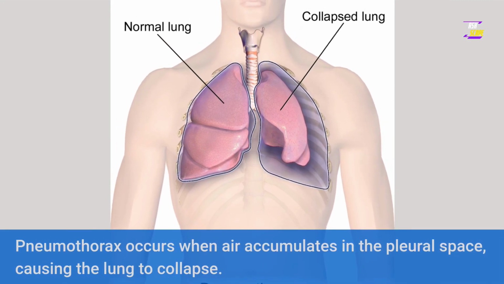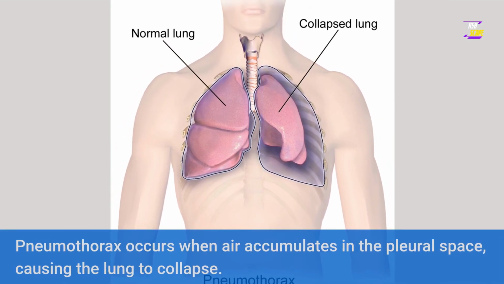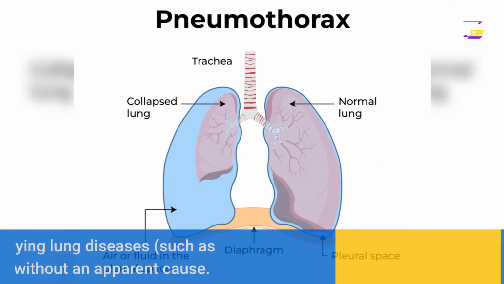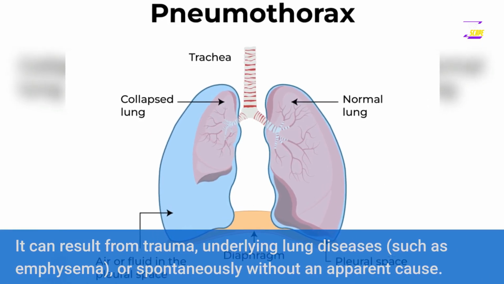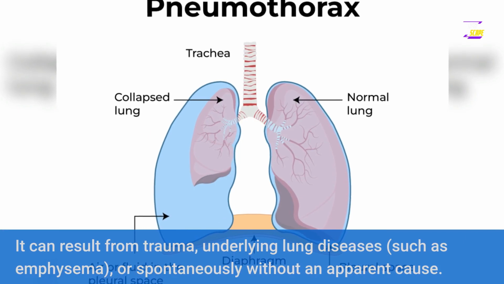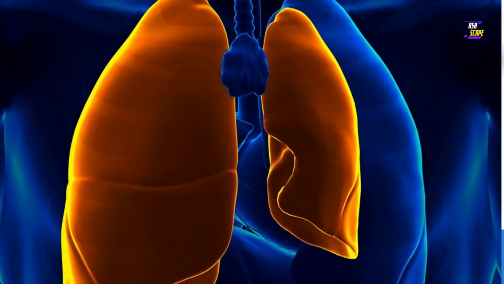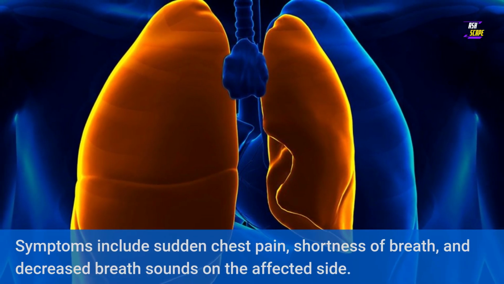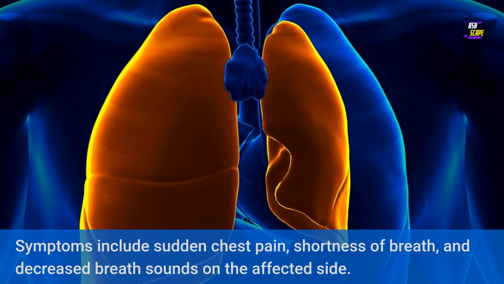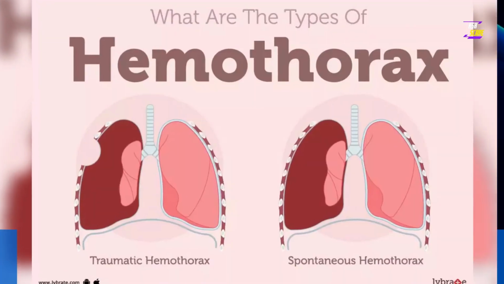Pneumothorax occurs when air accumulates in the pleural space, causing the lung to collapse. It can result from trauma, underlying lung diseases, such as emphysema, or spontaneously without an apparent cause. Symptoms include sudden chest pain, shortness of breath, and decreased breath sounds on the affected side.